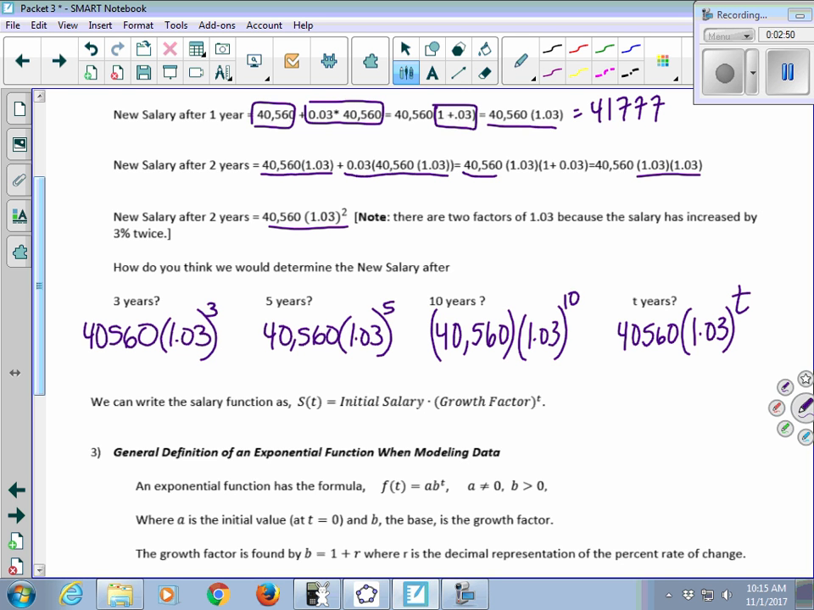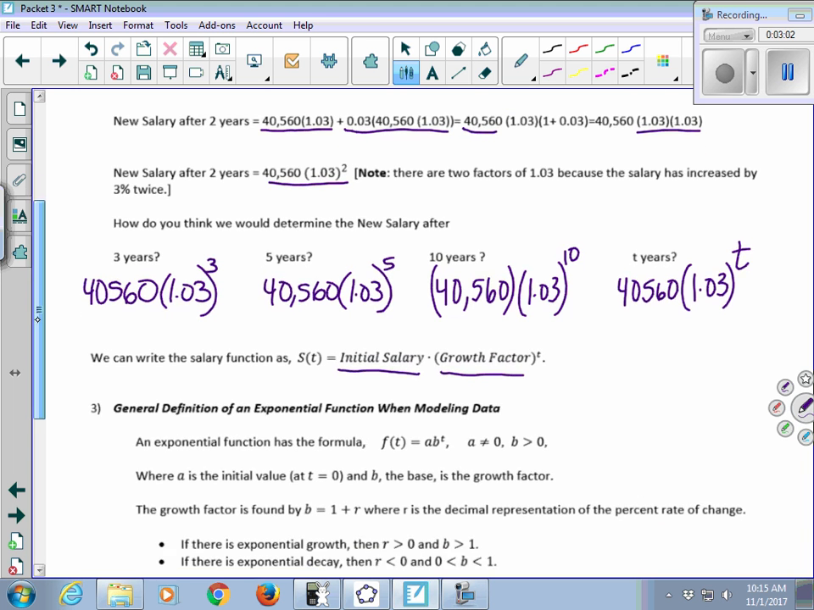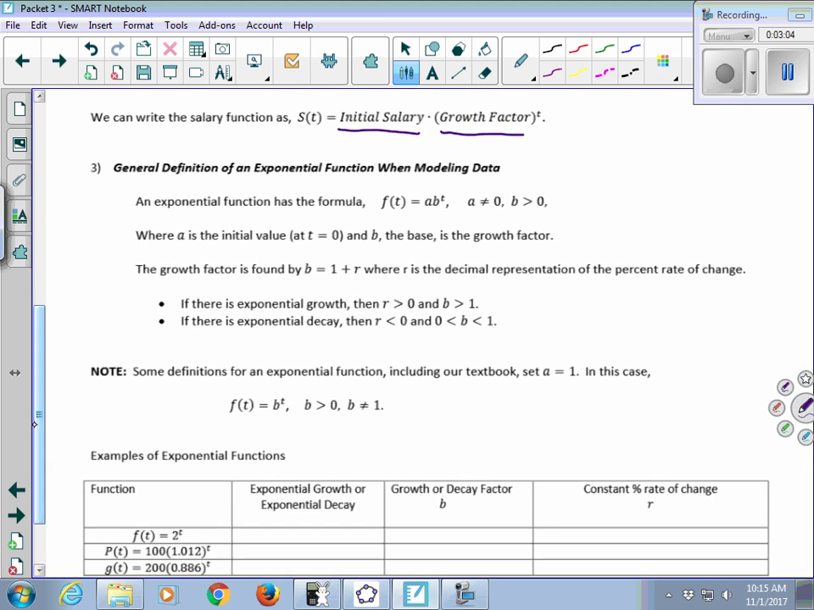So in general, the salary function can be written as an initial salary times a growth factor, which in our case was 1.03, raised to the T, because you multiply by that growth factor T times. All right, the general definition of an exponential function when you're modeling data would be f of t equals a times b to the t. And a can't be 0 or else the whole function is 0, and b has to be positive.